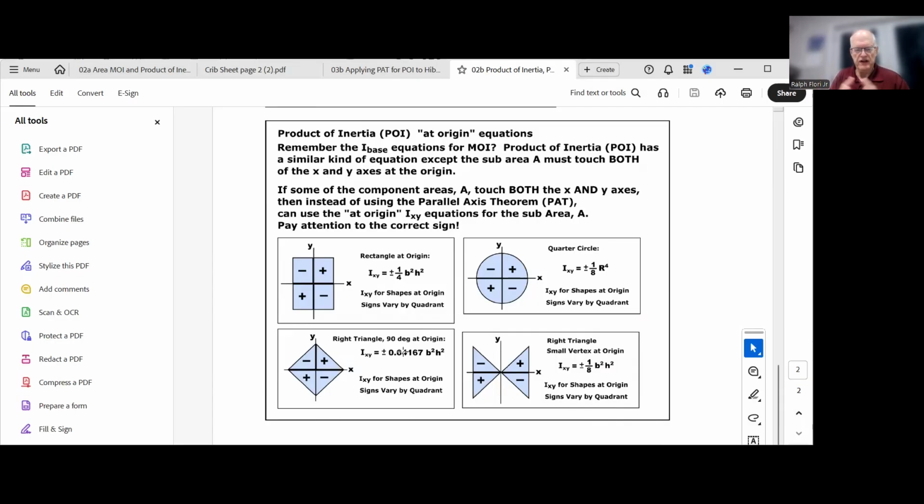So that concludes this video. Again, just building our muscles, working with product of inertia, familiarizing ourselves with the crib sheet so we can work problems for composite areas.